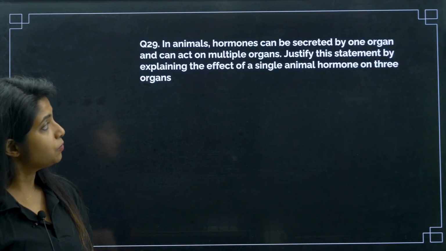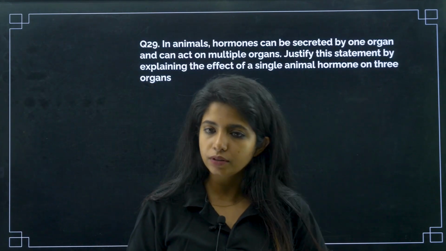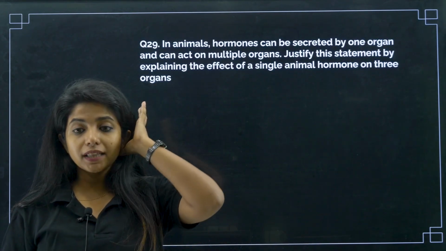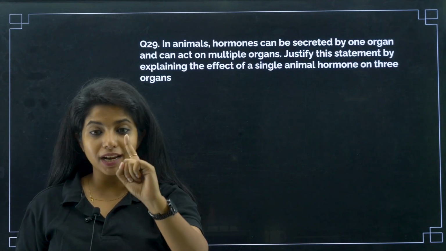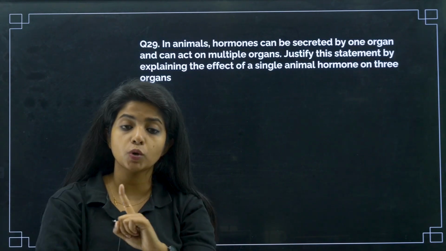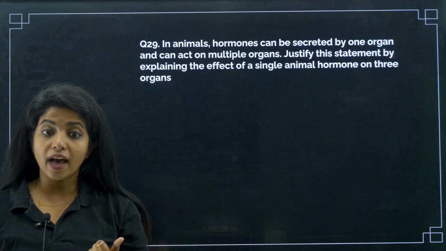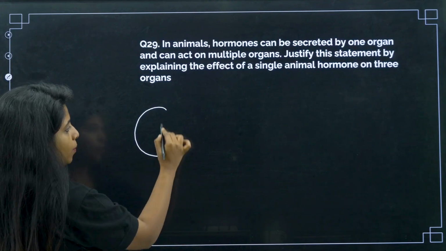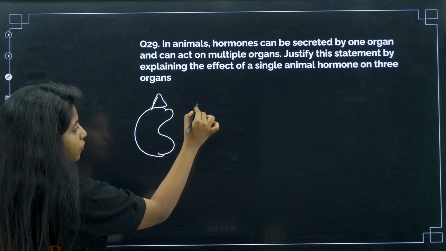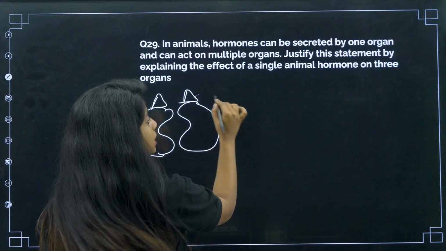Okay. In animals, hormones can be secreted by one organ and can act on multiple organs. Justify this statement by explaining the effect of a single animal hormone on 3 organs. So a hormone is released, and this hormone is going to have multiple effects on multiple organs. Do you think it is possible? Yes. For example, you have adrenal glands. You know adrenal glands which are right there on the top of the kidney. You have a pair of adrenal glands, and they release something that is known as adrenaline.